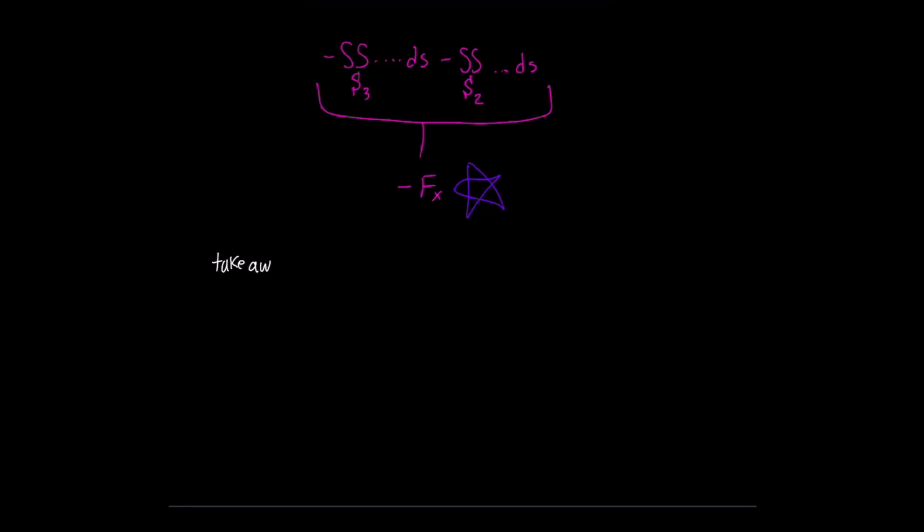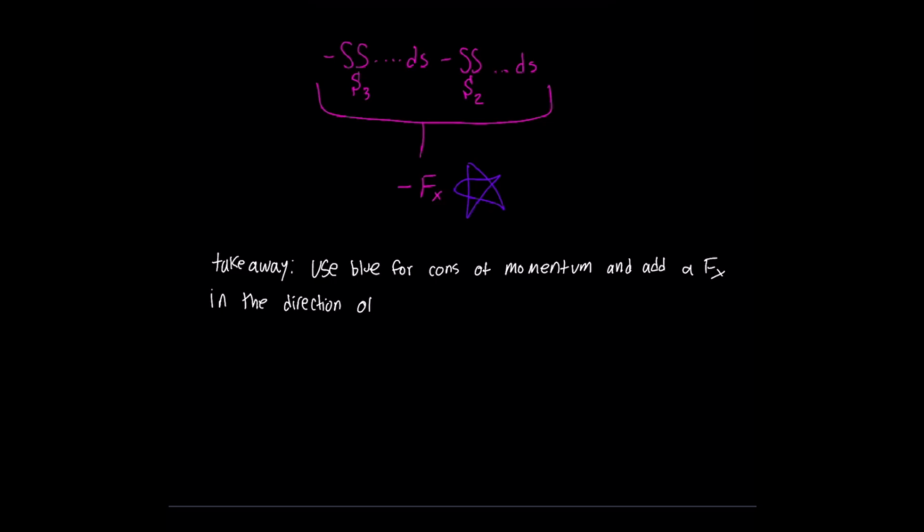So it's much easier to use the blue box for conservation of momentum. But at the end of the day, you should use that and just add a force in the x direction, in the direction of the flow. And in a worked out problem, I'll show exactly where this applies and how you do it. You can just use a box control volume, and it simplifies things for the conservation of momentum problems.